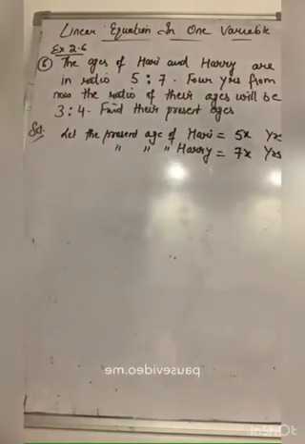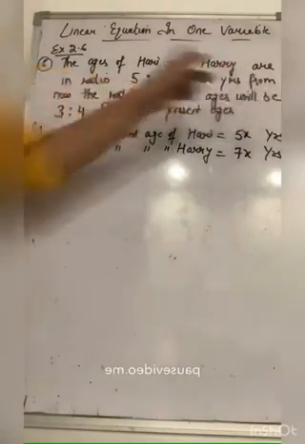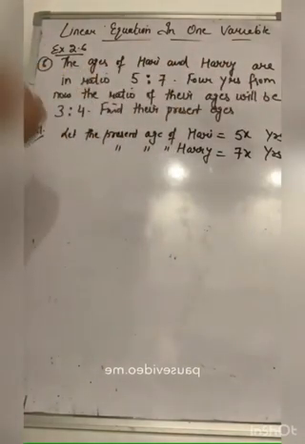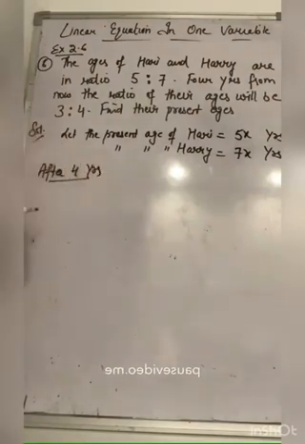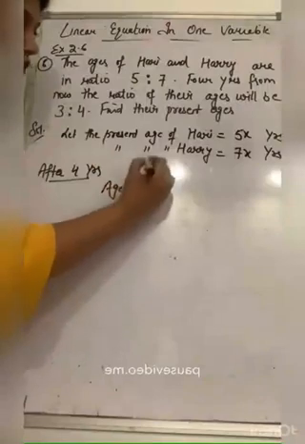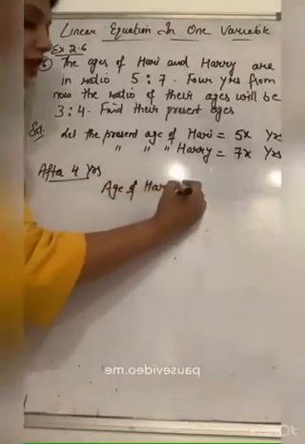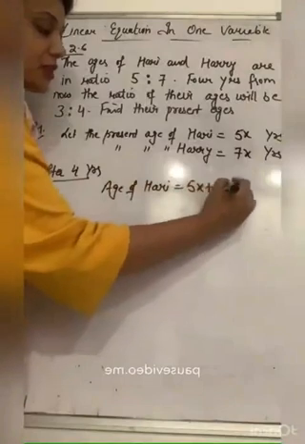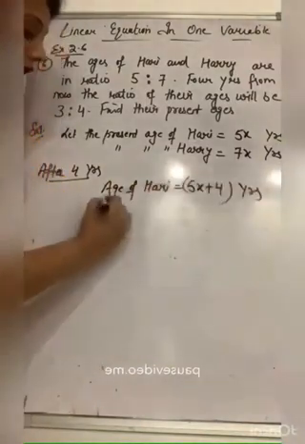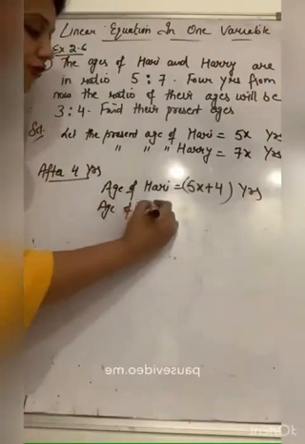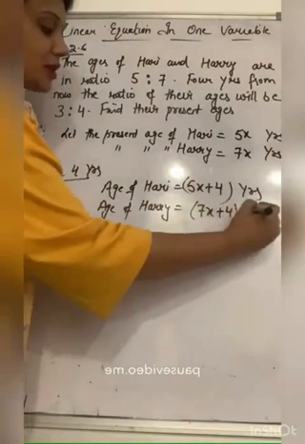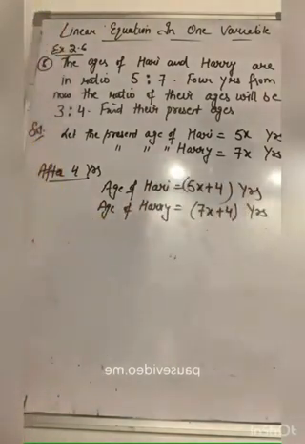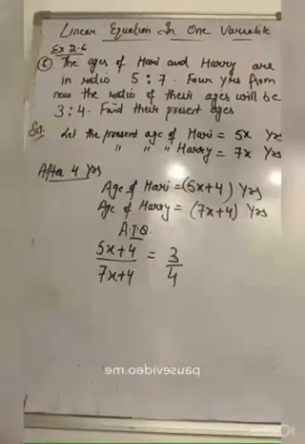Right? After that, what they are saying? 4 years from now. 4 years from now means after 4 years. So after 4 years, the age of Hari is 5x plus 4 years and the age of Harry is 7x plus 4 years, right? Now this is the equation for this question.